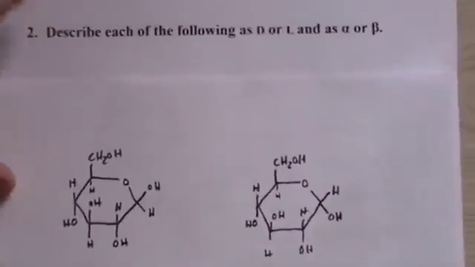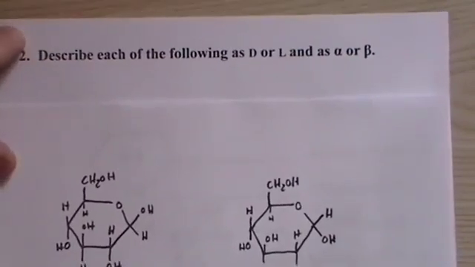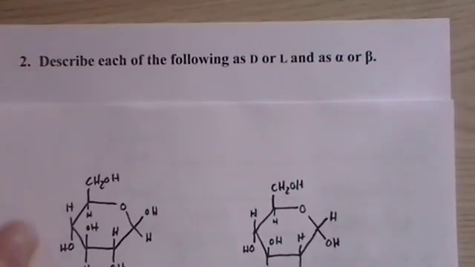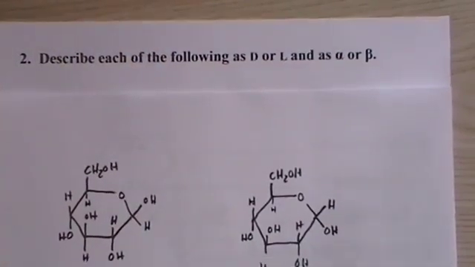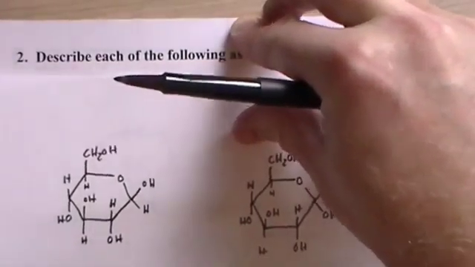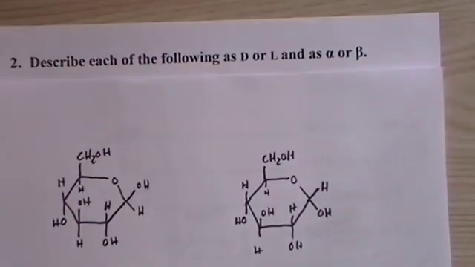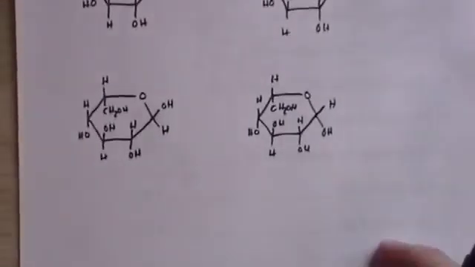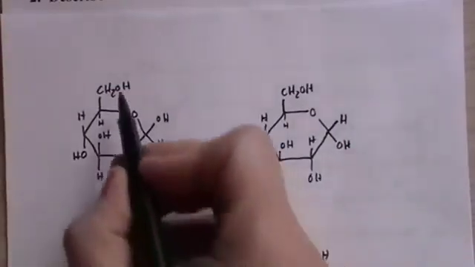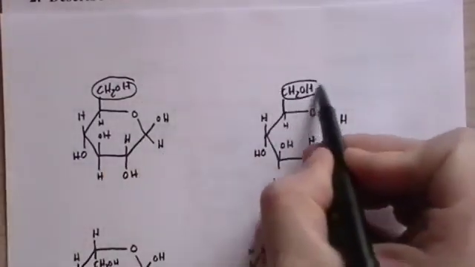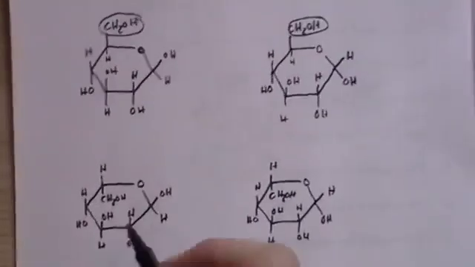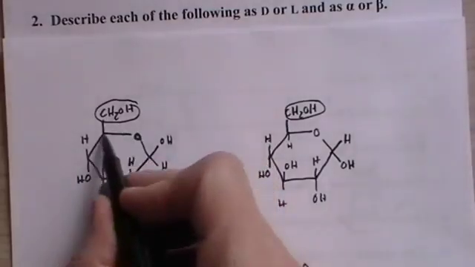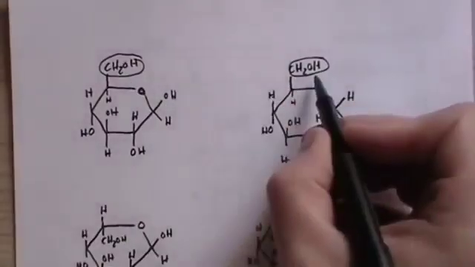Now, I made a mistake here. I drew something, I answered number 3 on this one, and I ran out of copies. Sometimes I make 2 copies of the same problem, but I ran out of both, so we're going to just cover up my mistakes with the correct answers here, or the correct start to the problem. Describe each of the following as D or L, and as alpha or beta. And I just used the 6-membered rings to show all the possibilities. Note the CH2 group is above the ring as long as the oxygen is in the upper right hand corner, and it is for each of them. The CH2OH group to the left is above, so these are both D.